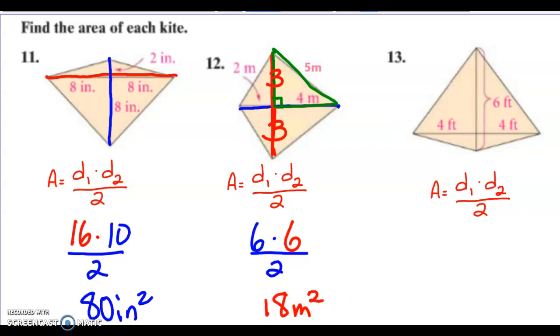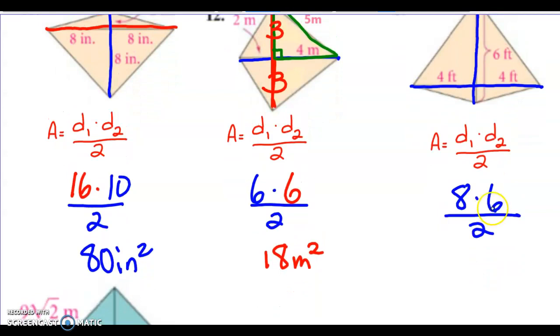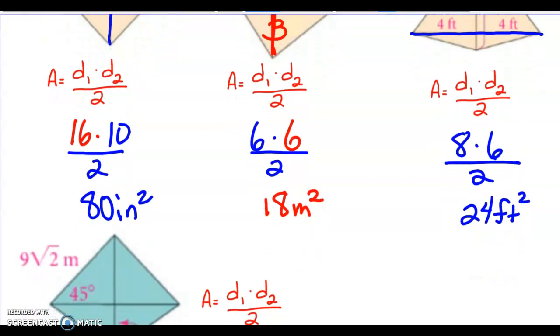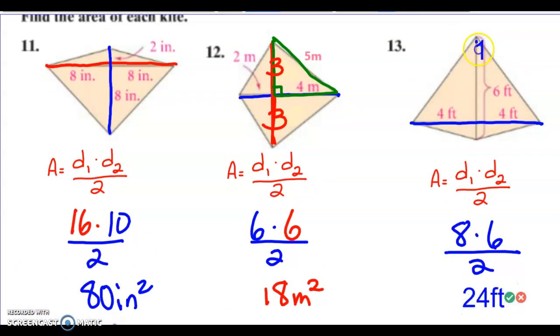My first diagonal here is going to be 4 and 4, so that would make an 8. Right, so that whole diagonal is 8 units in length. All right, now this next one here, this whole diagonal here, it's saying is 6. So that one was really easy. Right, so 8 times 6 is 48, divided by 2 is 24 feet squared. All right, so last kite example here.